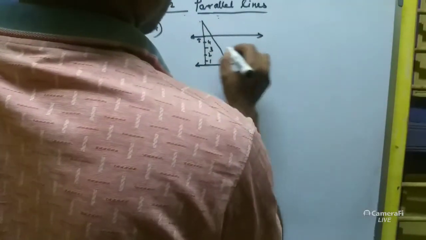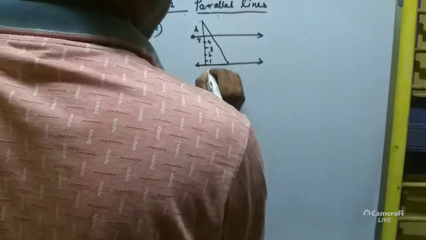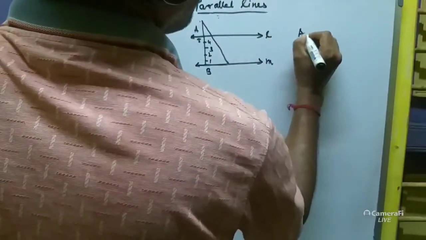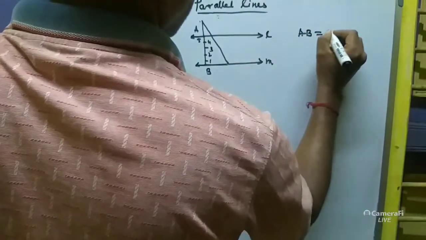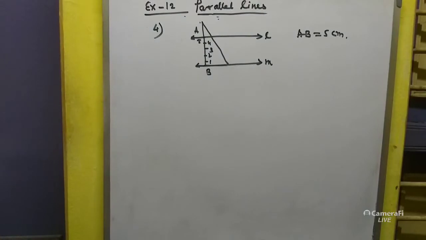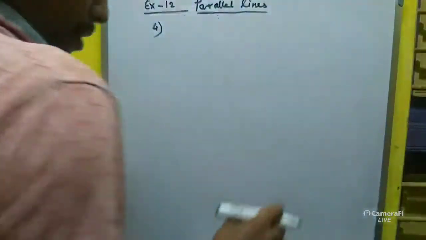Suppose the names are given A, B, and this is L and M. So what is the perpendicular distance? 5 centimeter. So in this way you can measure it. So do it in such a way with the help of set square.